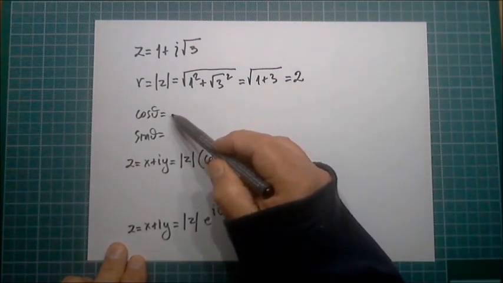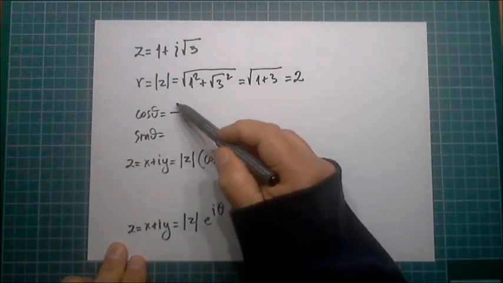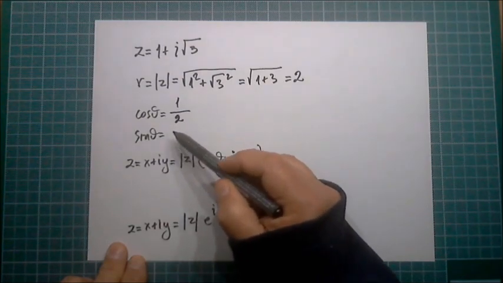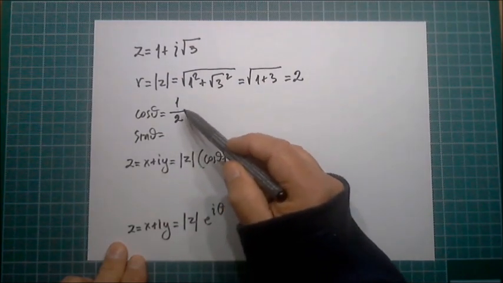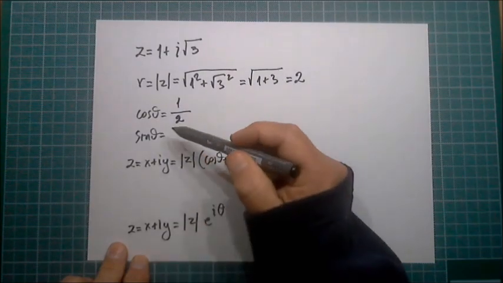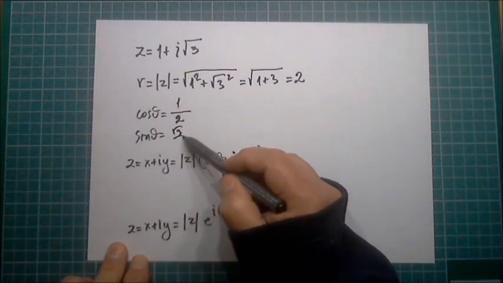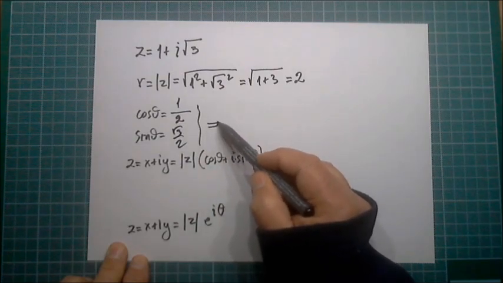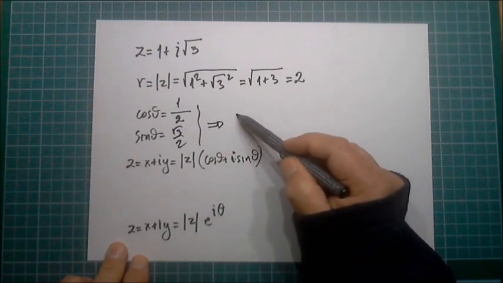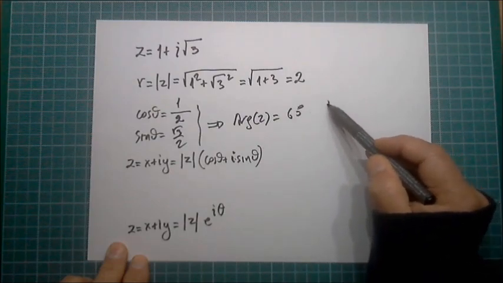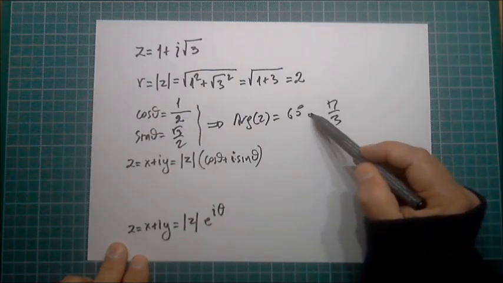After that, we shall find the argument of this complex number, which is arg z, and now we shall solve the system cosine theta equals 1 over 2 and sine theta equals square root of 3 over 2. These two give arg z equals 60 degrees or pi by 3 in radians.